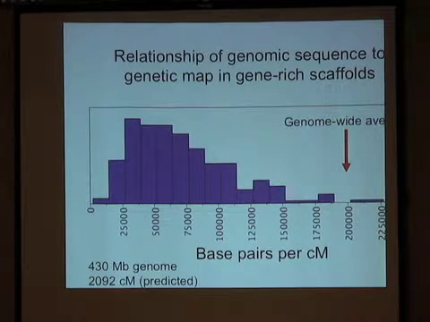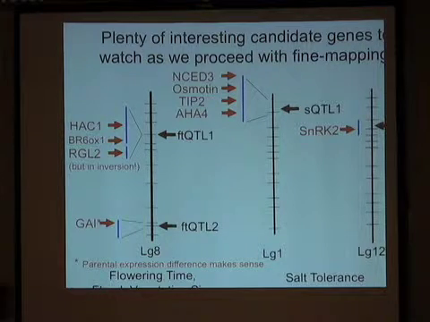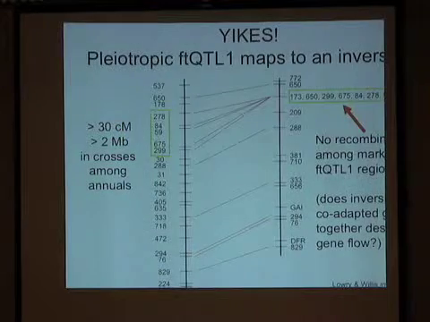And we see this throughout the genome. When you look at gene-rich scaffolds, the average recombination, or number of kb per centimorgan, is on the order of 50. This is despite a genome-wide average of about 200, suggesting that these repeat-rich regions have really reduced recombination. So when we started looking at the scaffolds that overlie these QTLs for flowering time, morphology, and salt tolerance, there are a number of very interesting candidate genes in those regions.